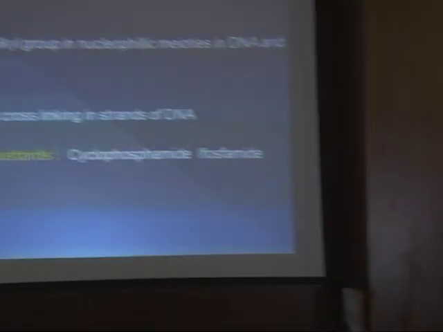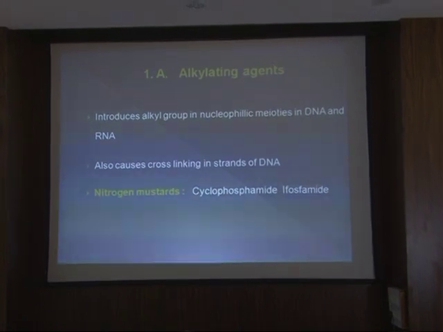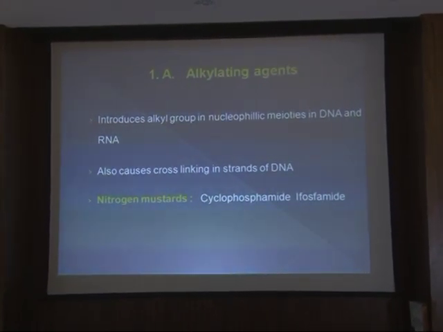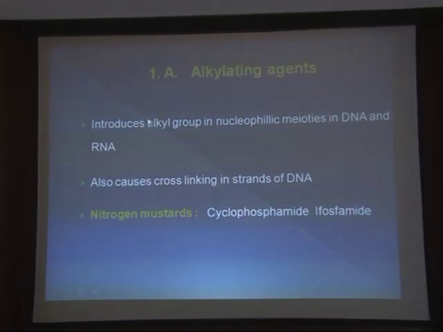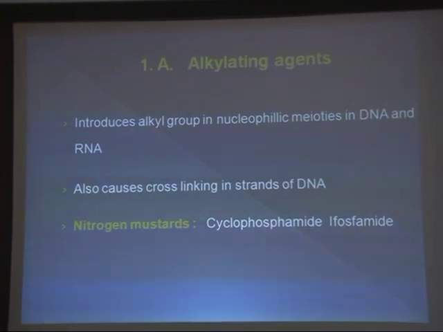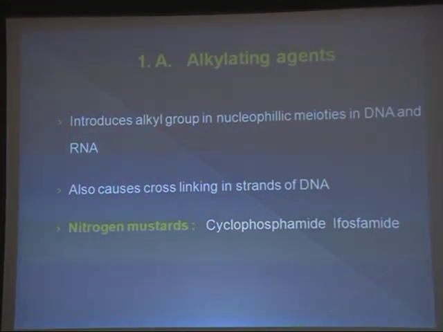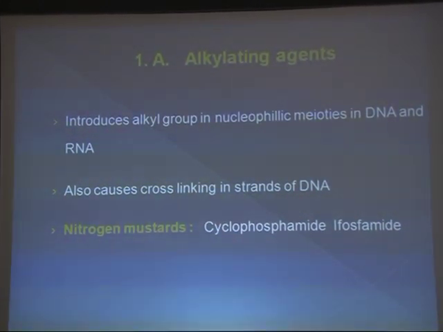Now coming to the next, 1A out of this is alkylating agent. It induces the alkyl group in the nucleophilic moieties in DNA and RNA. Why alkylating? Because it introduces this alkyl group. What happens by introducing this alkyl group? The function of the DNA and RNA is hampered, and that's why the cell cycle is hampered. So it causes cross-linking of the strands of DNA, that is what we do not require.